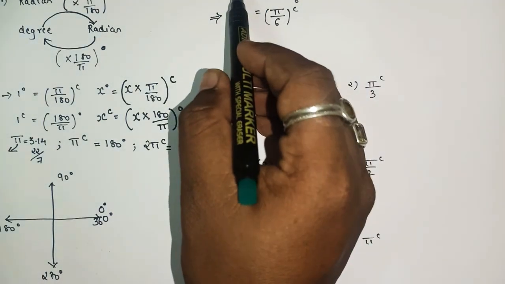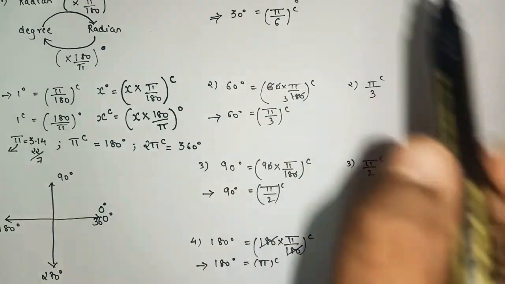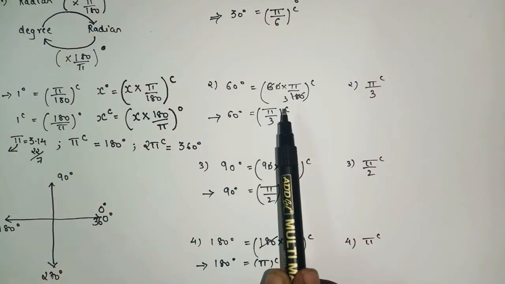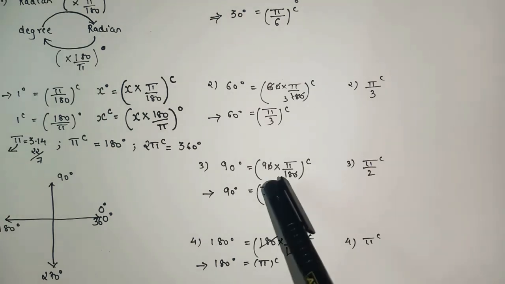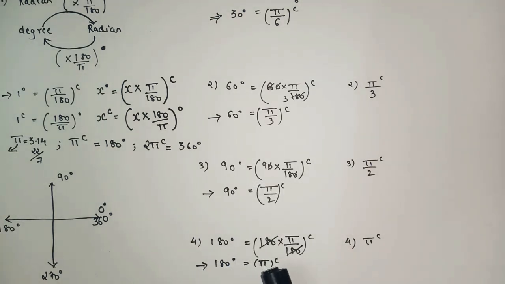As here 30 degree we read as what, pi by 6. 60 degree we read as what, pi by 3. 90 degree we read as what, pi by 2. And 180 we read as what, pi c. And 360 we read as what, 2 pi, yes or no? 2 pi. And what about 270?